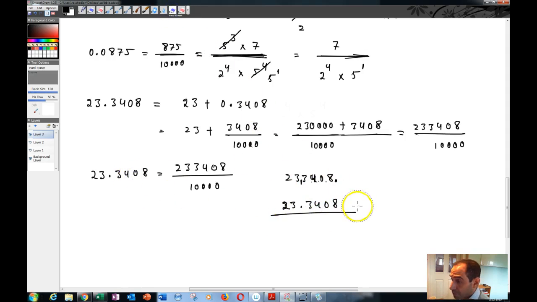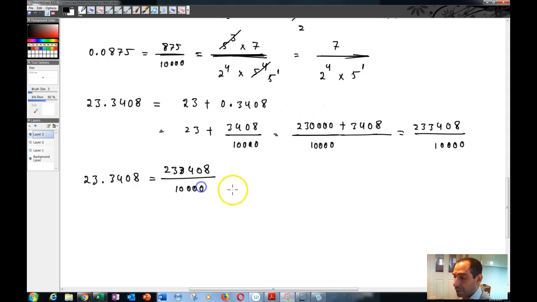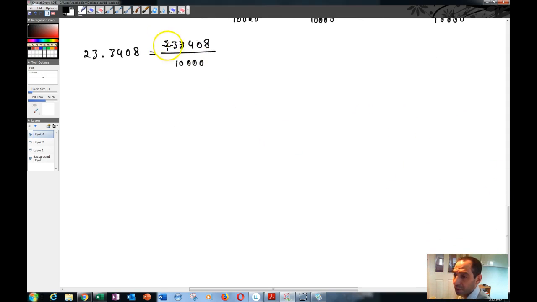Now that we know how to convert such numbers as well, we have this number: 23.3408 is equal to 233,408 divided by 10,000. Again, you can simplify this fraction, although it might take some time.